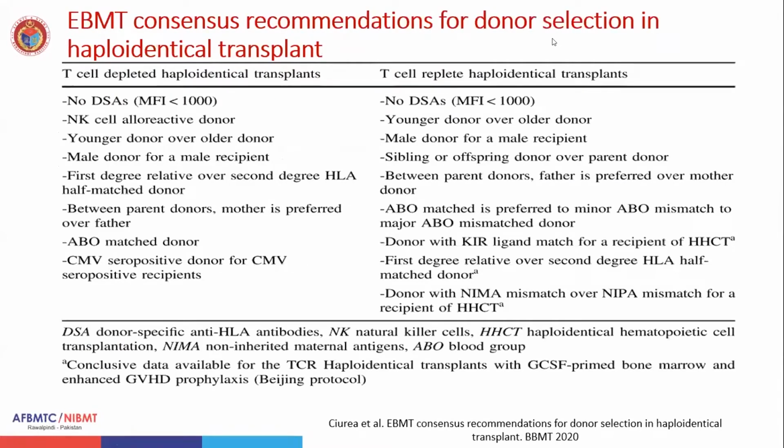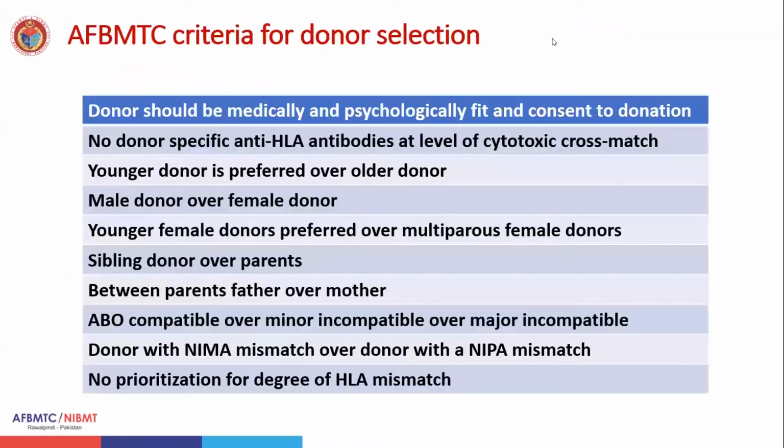So if there is more than one donor in a family, which is the best donor for the patient? The EBMT has set forth its consensus recommendations for donor selection. These were published by Churia and colleagues last year. And these are our criteria, quite close to the Johns Hopkins criteria.